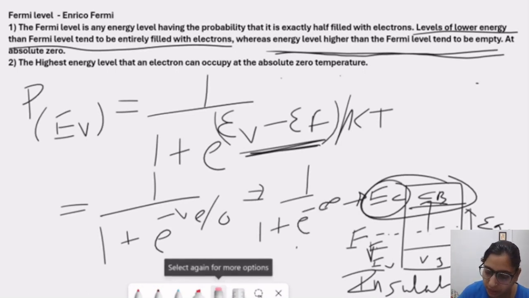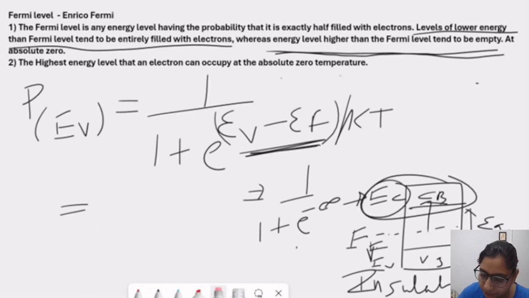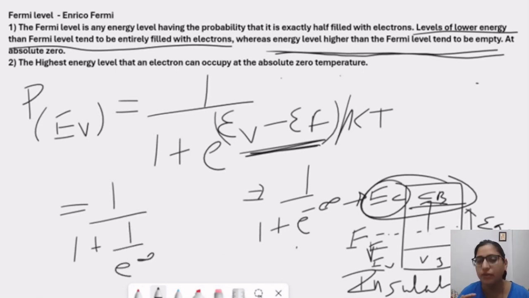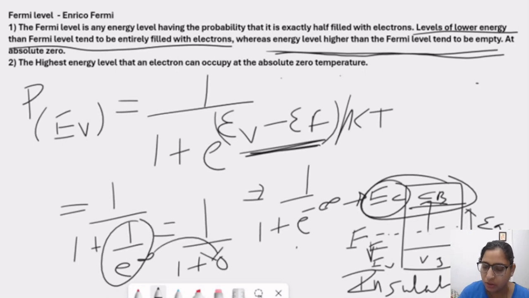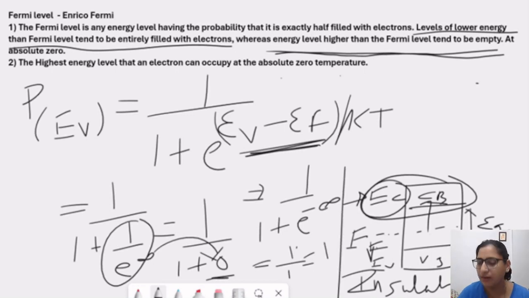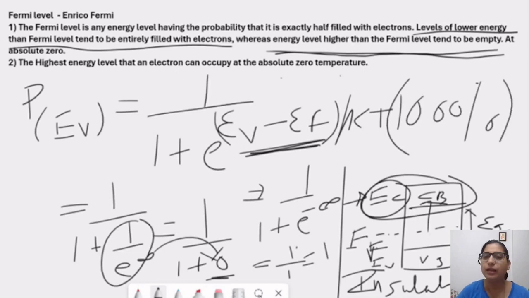Clear? Okay, now this minus infinity we can write as 1 upon 1 plus 1 upon positive infinity. Clear? And this is 1 upon 1 plus 0. Similarly, 1 upon infinity is nothing but 0. So if this is 0, then we consider this is 1 upon 1, which is nothing but 1. And probability of 1 means nothing but 100%. Clearly you understand that probability of having electron in valence band is 100%. So for the energy band lower than the Fermi level, electron finding probability is 100%.